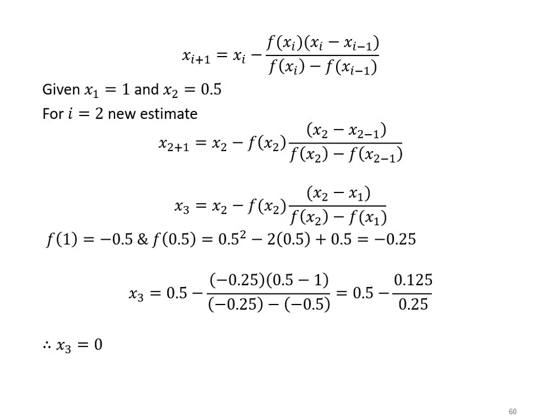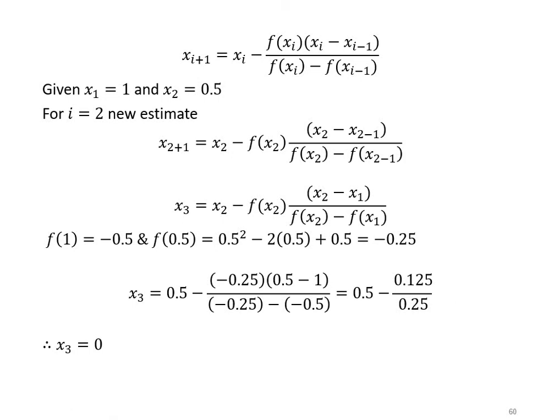So in summary, for the second method, you need two initial starting points, or two preceding terms, before the term that you want to estimate. So if you want to estimate x5, you will need to use x4 and x3. That will give you x5. So if you want to estimate x4, you will use x3 and x2. So take note of that.